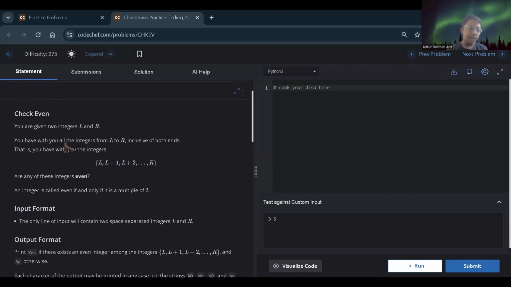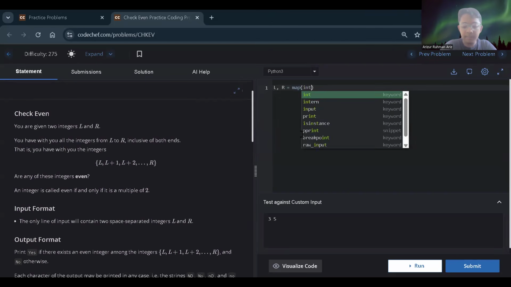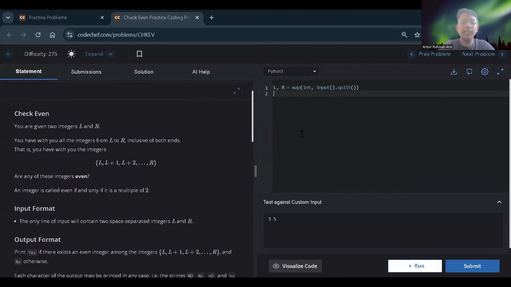Okay, Check Even. You are given two integers, L and R. So we have to declare two integers, L and R, with map, integer, input, split. I have explained it many times, so I will not bother explaining again what the first line of code means.